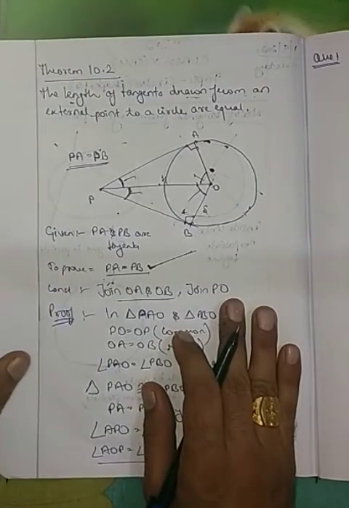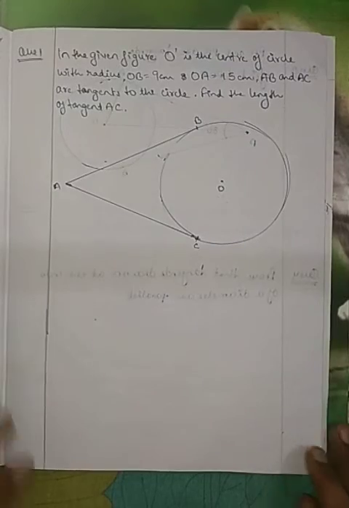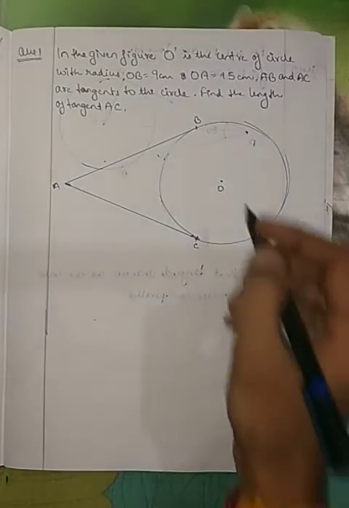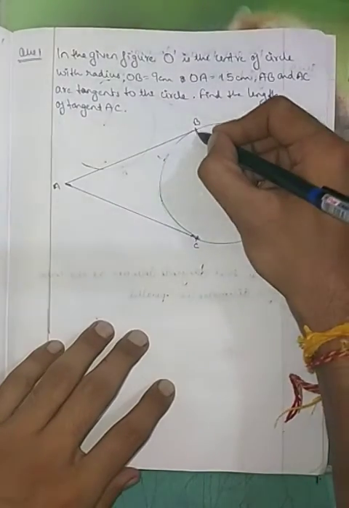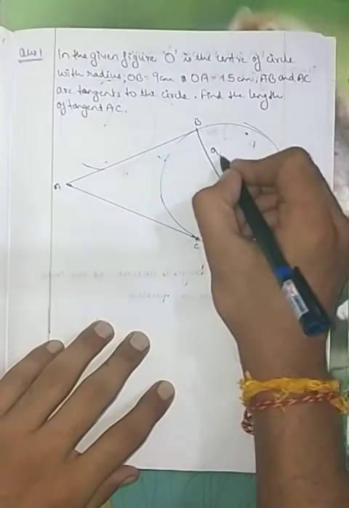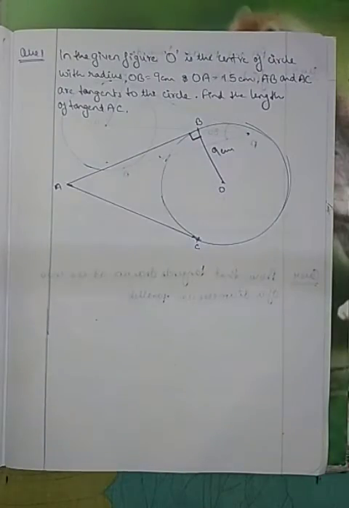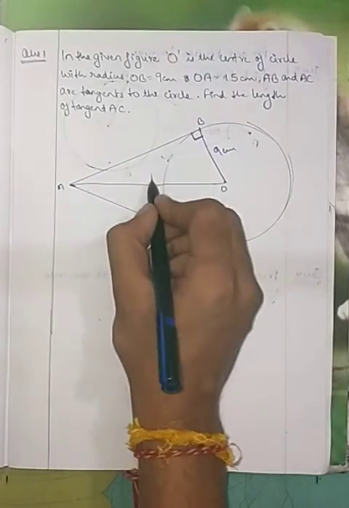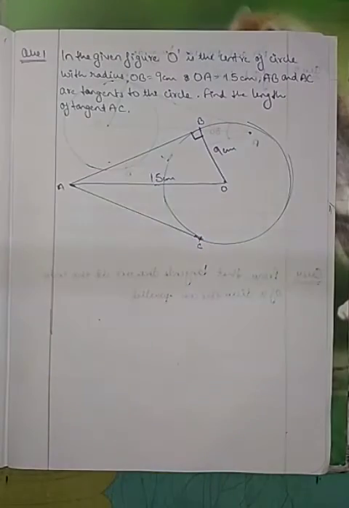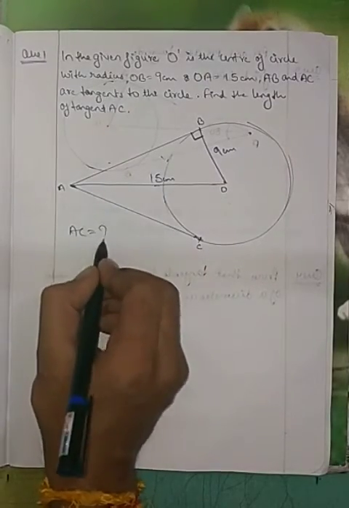Based on this theorem we will be doing one question. In the given figure, O is the center of the circle with radius OB equal to 9 cm. Radius and tangent, mark the angle 90 at the first go. OA is 15 cm. Find the length of tangent AC. We have to find AC.